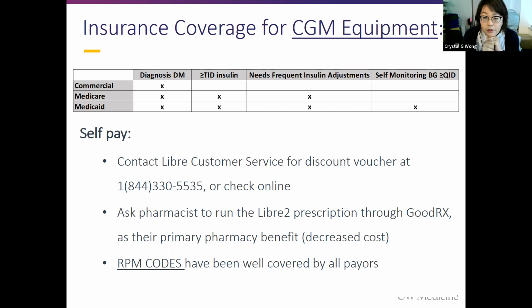But this is current state. As with a lot of covered benefits, hopefully this gets a little less restrictive as time goes on, as this becomes more and more frequently used, as patients advocate for themselves and want to use these technologies. But this is current state. So for commercial insurance, so your Regences, your Blue Crosses, your Uniforms, et cetera, all you need is any diagnosis of diabetes. You don't have to be on insulin, doesn't have to be very severe, don't have to even be on meds. You just have to have a diagnosis of diabetes.